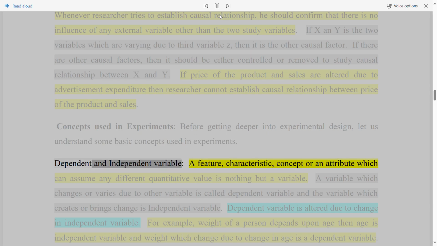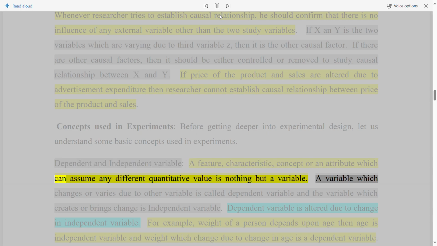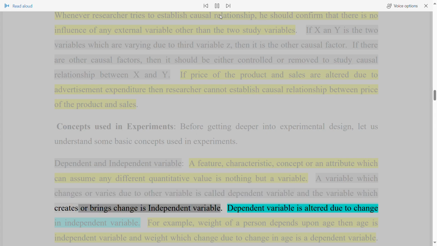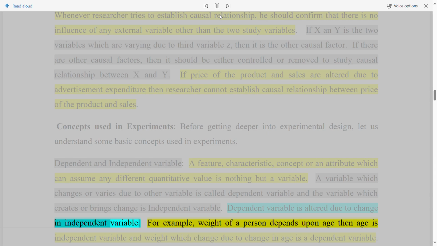Dependent and independent variable. A feature, characteristic, concept or an attribute which can assume different quantitative values is nothing but a variable. A variable which changes or varies due to another variable is called a dependent variable, and the variable which creates or brings change is the independent variable. The dependent variable is altered due to change in the independent variable.